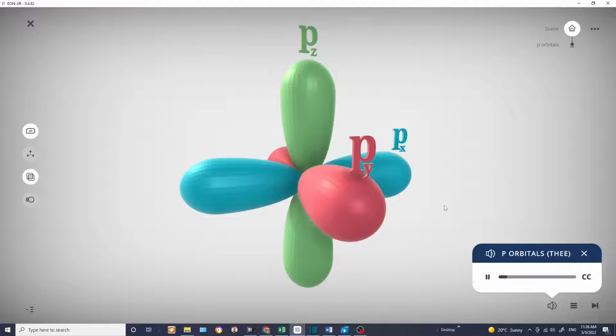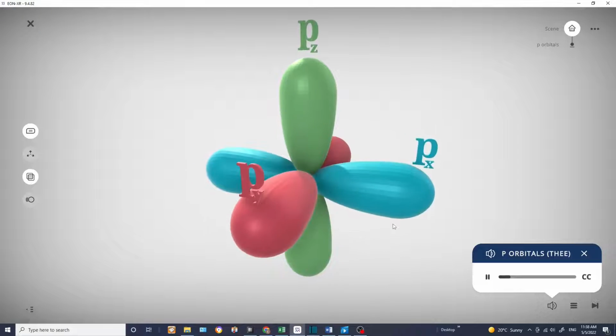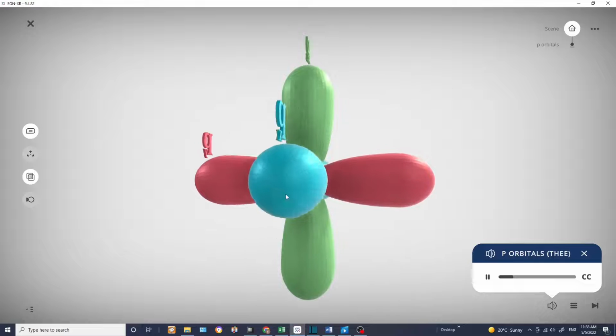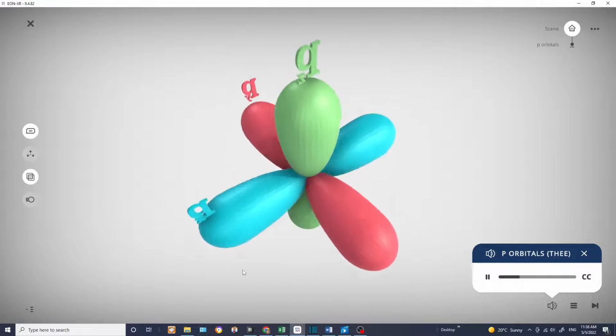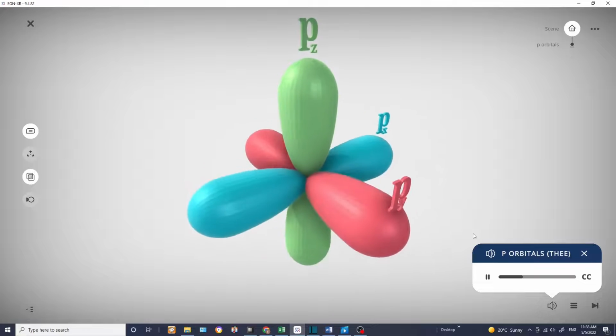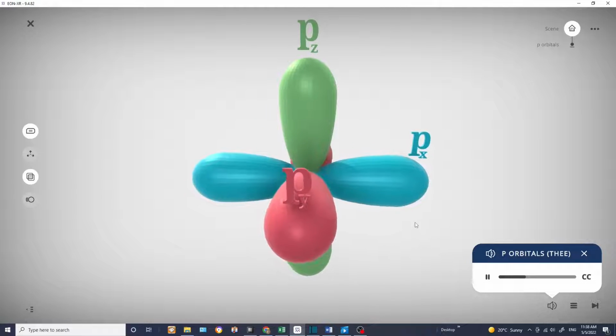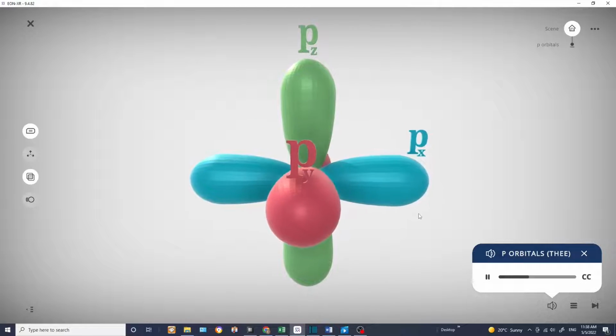Here we are looking at the p orbitals. There are 3 of them, and each color represents one of them. You can see here we have the px, the blue one, and that particular p orbital is lying on the x-axis.